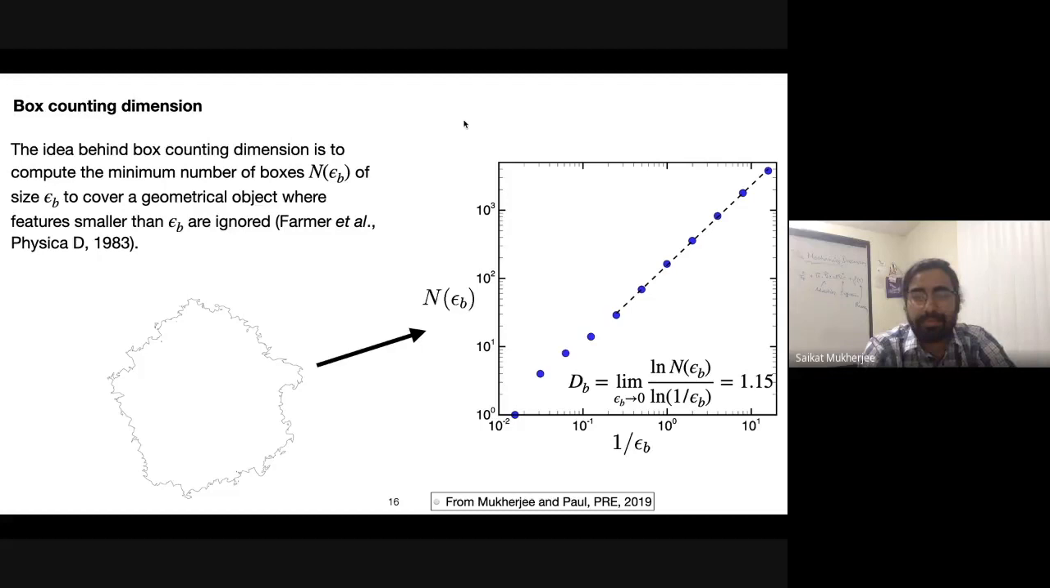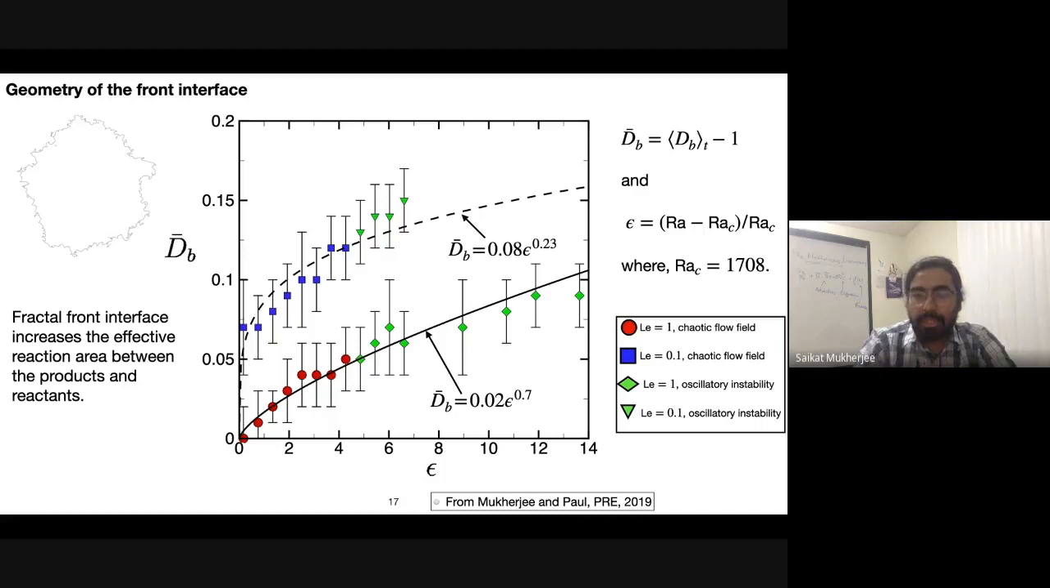So we calculated the box counting dimension for a bunch of these fractal fronts, and we saw that they increase with the complexity of the Rayleigh-Benard convection. So your epsilon on the x-axis is basically your Rayleigh number, normalized with the critical value of convection for the Rayleigh number. And the y-axis is a reduced box counting dimension.